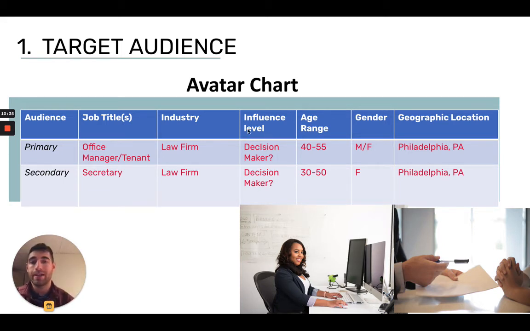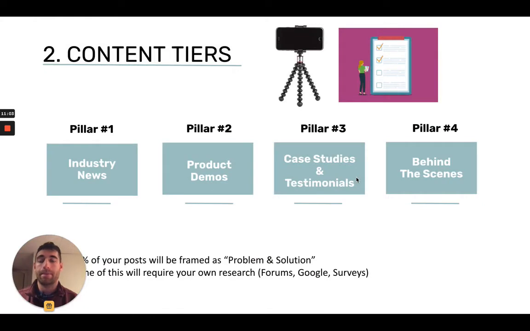So ultimately, what's their influence level? Are they the decision maker? Their age range? This is going to help with targeting also in the near future if you want to run advertising campaigns. Their gender, geographic location. So this is what I would recommend for step 1. Start filling out this chart, because this is going to pre-frame in your mind all of the content that you're going to make from this point on, and it's going to serve these people specifically. So you want to get really clear on who this is for you.